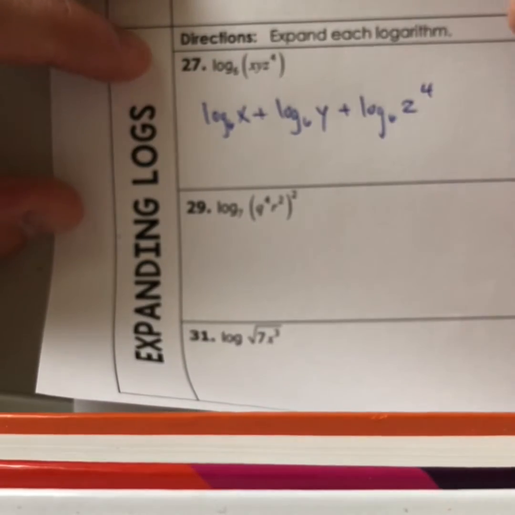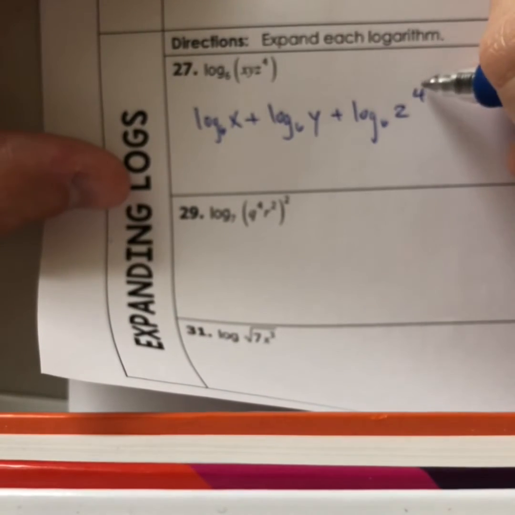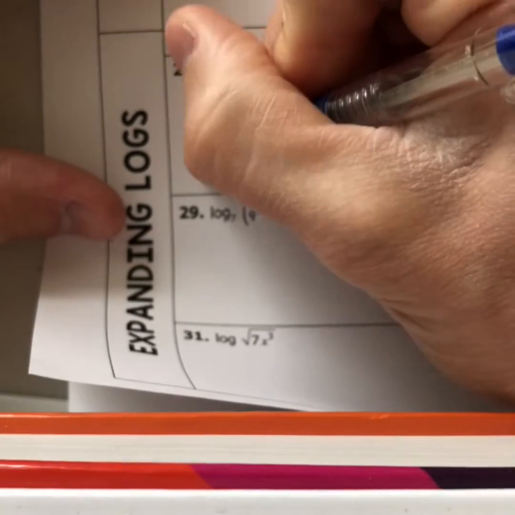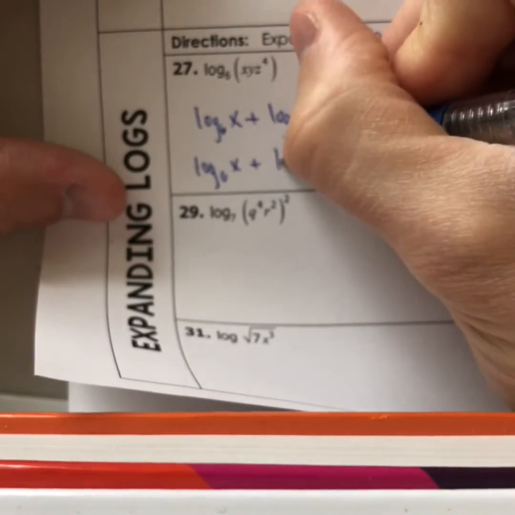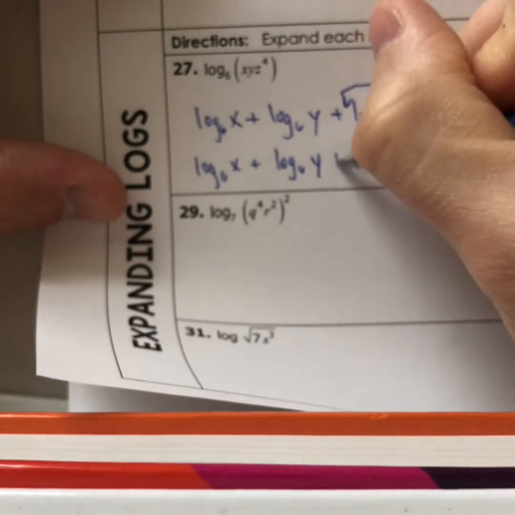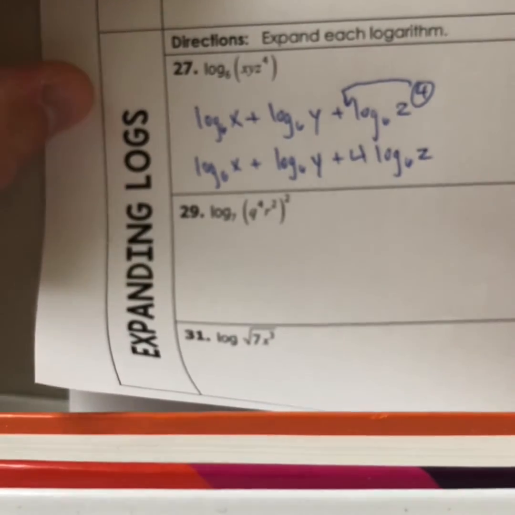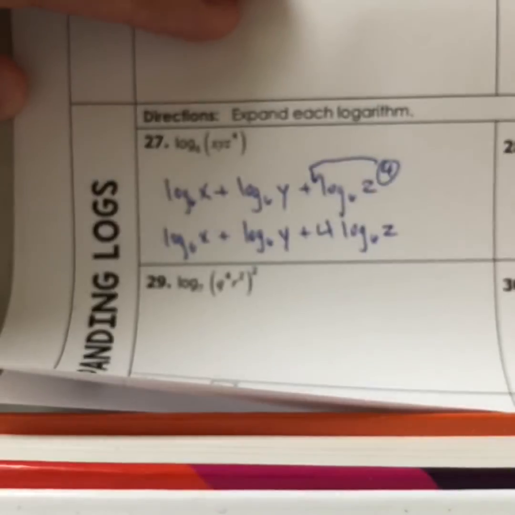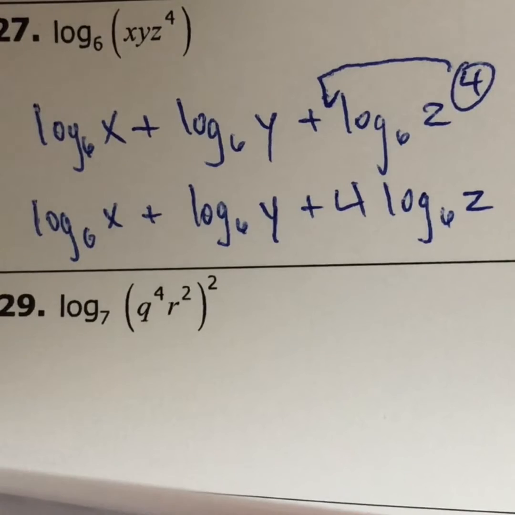So once you expand them out with addition, now we've got to think, can we do anything with power rule? Well, yes, we can take this 4 and move it out front of just that log. So our final answer here from expanding this would be log base 6 of x plus log base 6 of y plus 4 log base 6 of z.